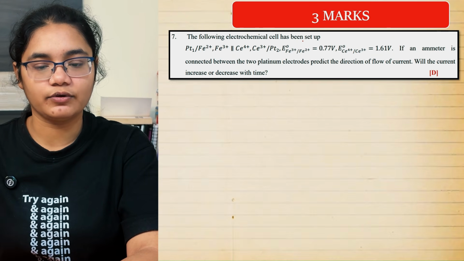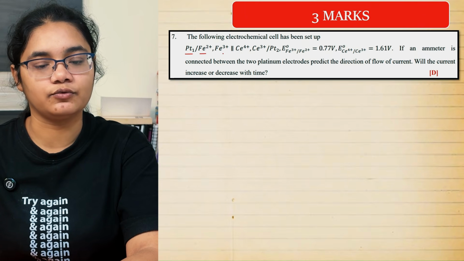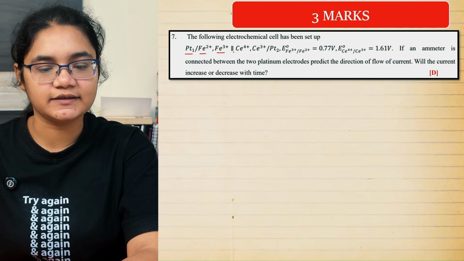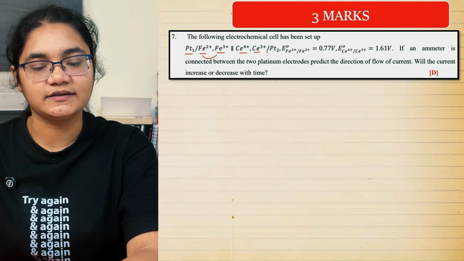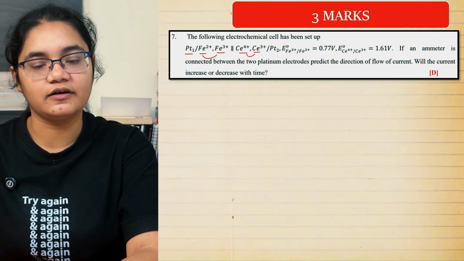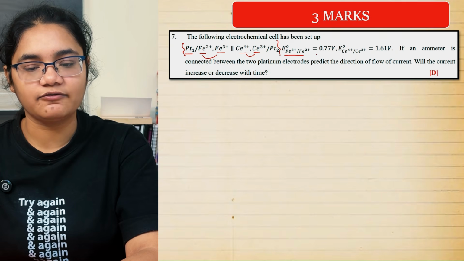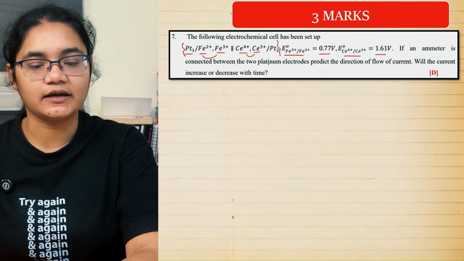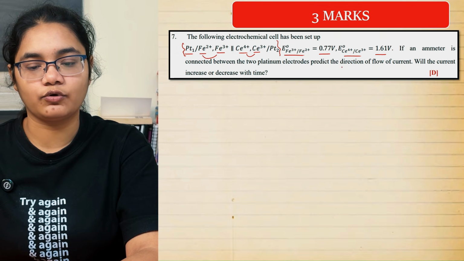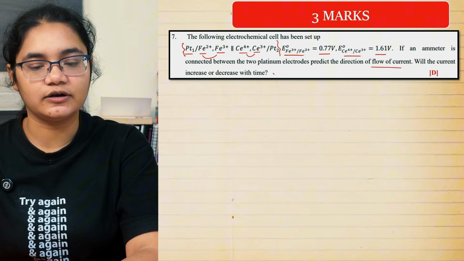Next is 7th question. The following electrochemical cell has been set up. Here you see platinum, Fe2 plus, Fe3 plus. Here there is oxidation. Then Ce4 plus to Ce3 plus with a platinum electrode. This is the reduction part. So this whole part is one cell, right? And E0 of Fe3 plus is given, E0 of Ce4 plus is given. If an ammeter is connected between the two platinum electrodes, predict the direction of flow of current. Will the current increase or decrease with time?